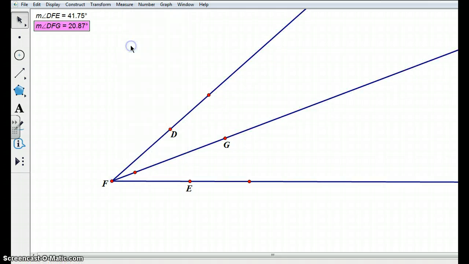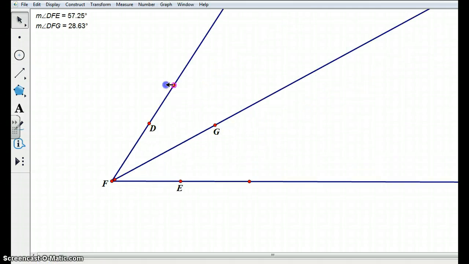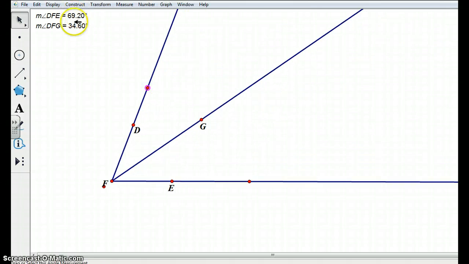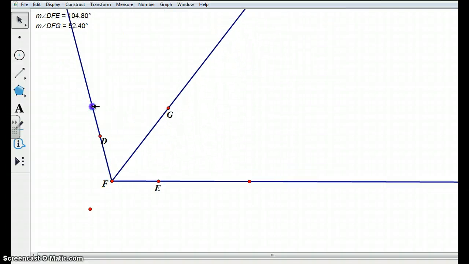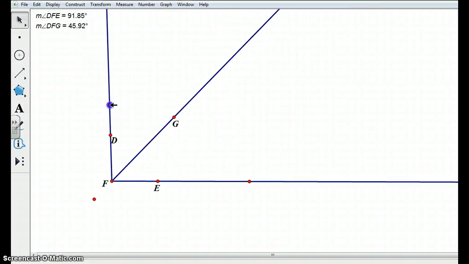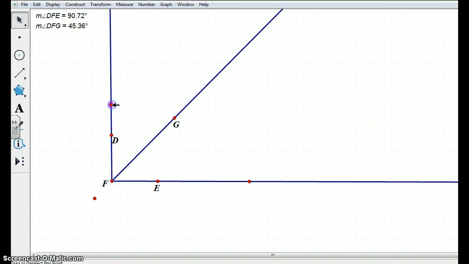It should be half. So yep, pretty much half. Now if I take this angle and make it bigger, we can see up here that it is getting bigger, but the measure of angle D, F, G is still half. So you can see that whether I make it bigger into an obtuse angle, or almost 90 degrees right over here, roughly it's still half.